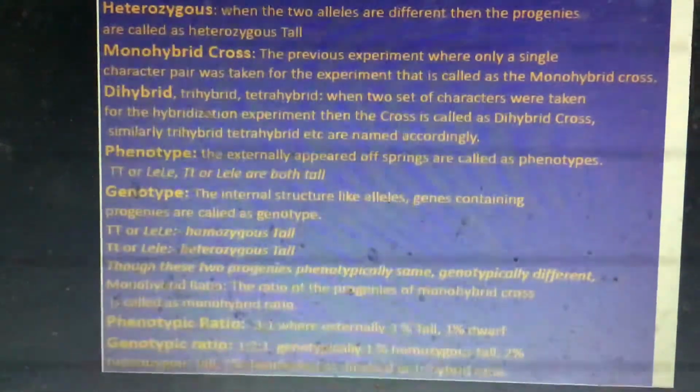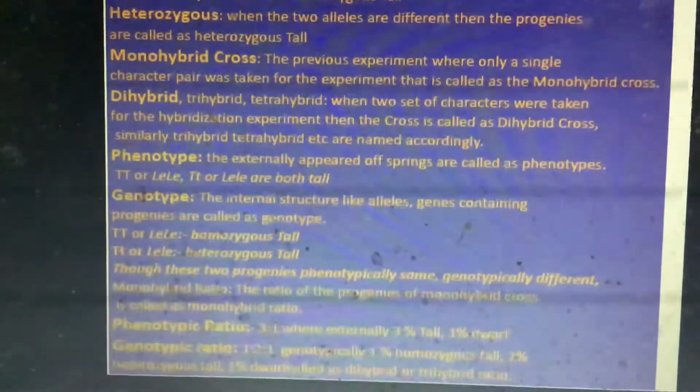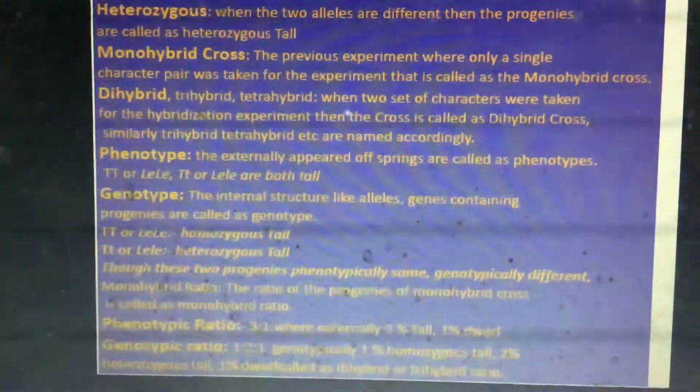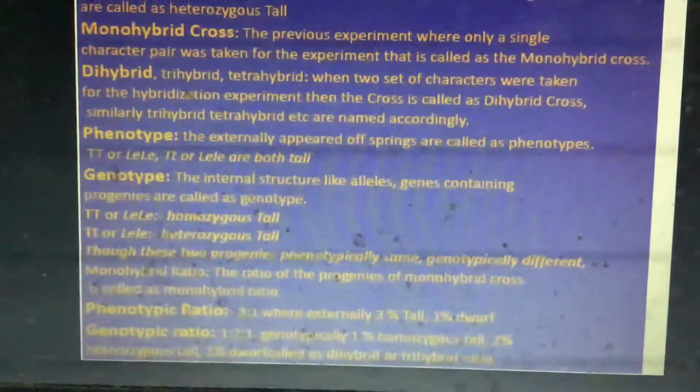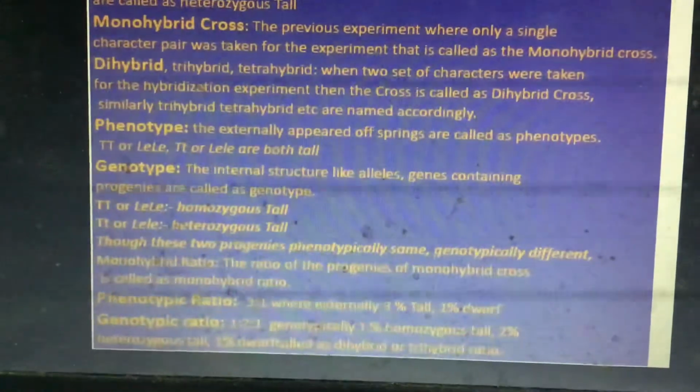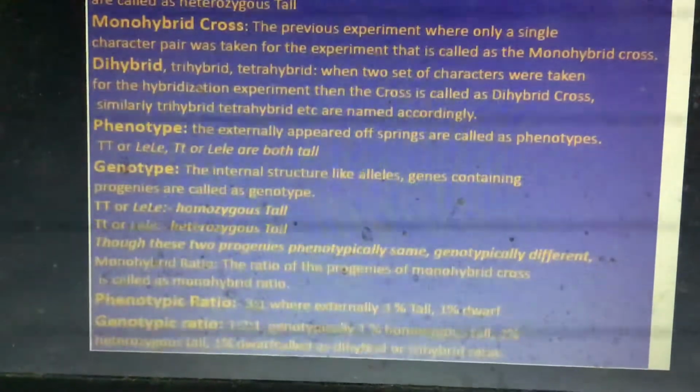The phenotypic ratio, the external appearance ratio, is 3:1. Generally, the monohybrid phenotypic ratio is 3:1 and the genotypic ratio is 1:2:1.